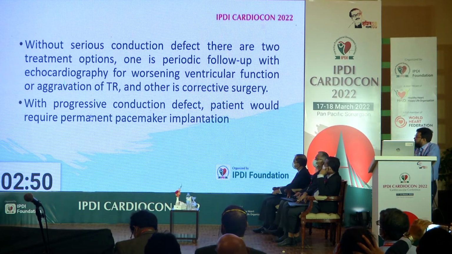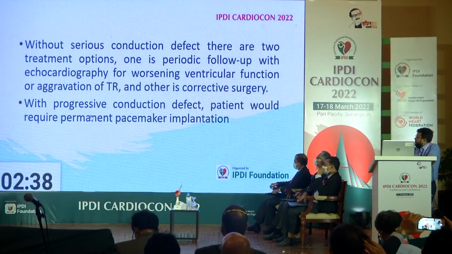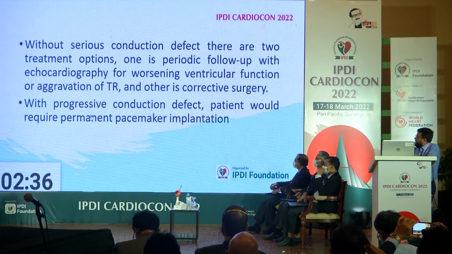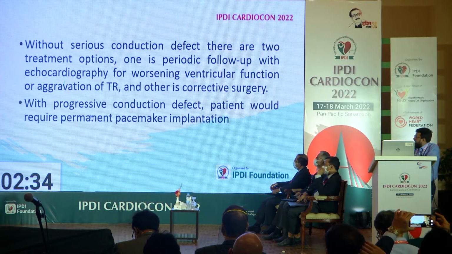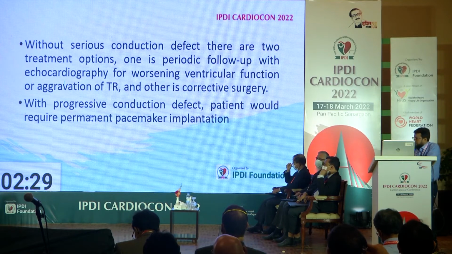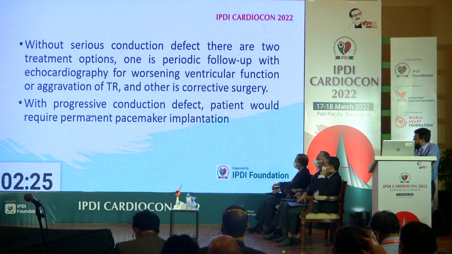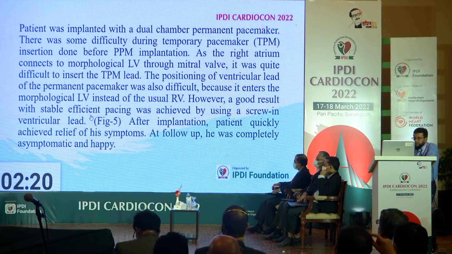There are no other associated structural cardiac anomalies such as VSD, Ebstein anomaly, or left and right ventricular obstruction. As the patient is a case of congenitally corrected transposition of the great arteries in the absence of other cardiac anomalies, with serious AV conduction block, he is advised permanent pacemaker implantation. And the patient was implanted with a dual chamber pacemaker.